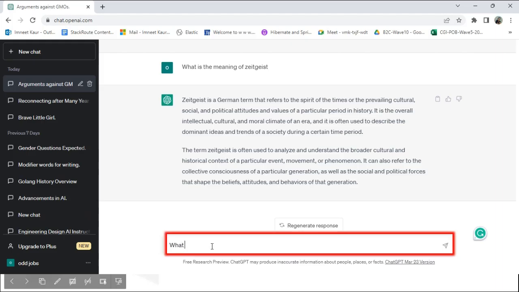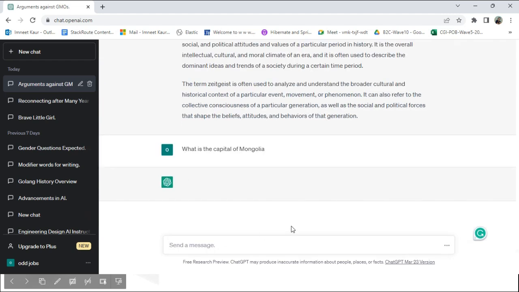What is the capital of Mongolia? So now let's just enter. So you can see it has given us a one line answer.